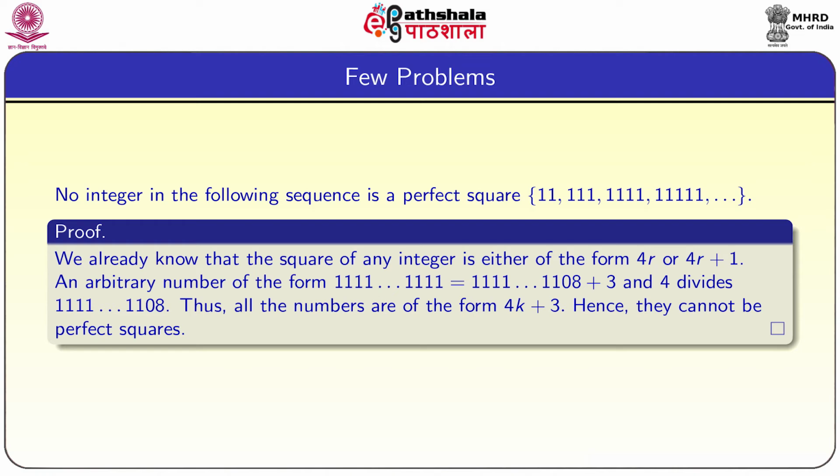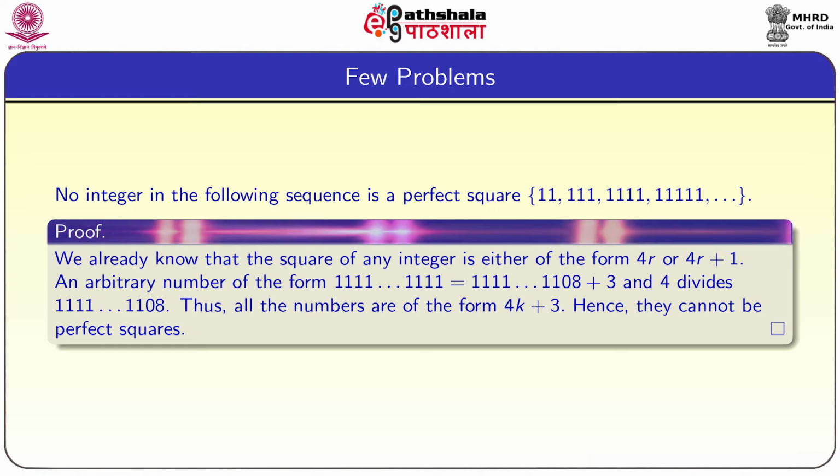One of the first problems is that we have to show that no integer in the following sequence is a perfect square. So, I take a pause here for the video, and try to do this problem, so that you will understand what to do or how to apply. So, what is our objective? All the numbers here are of the form 1 1 1 1 1 1 like that. So, we have to show that none of them is a square. So, what is the idea? How can we proceed to solve this problem?